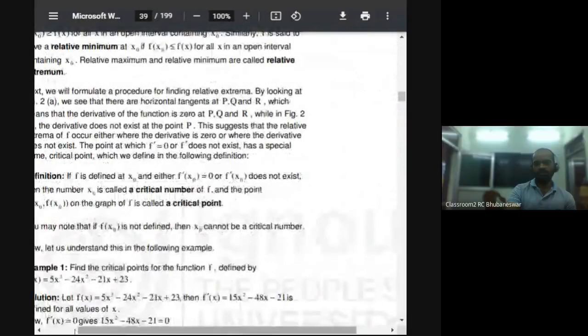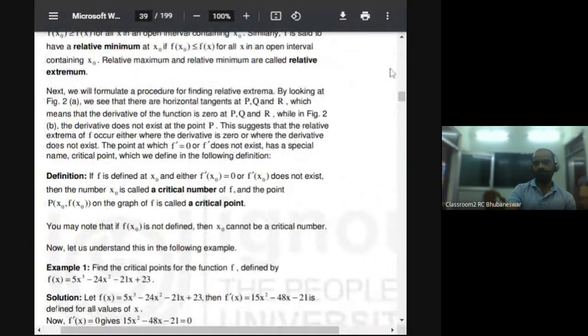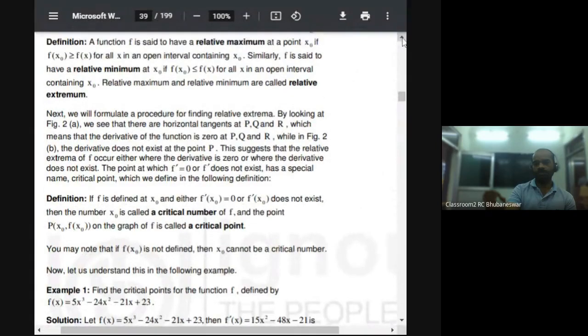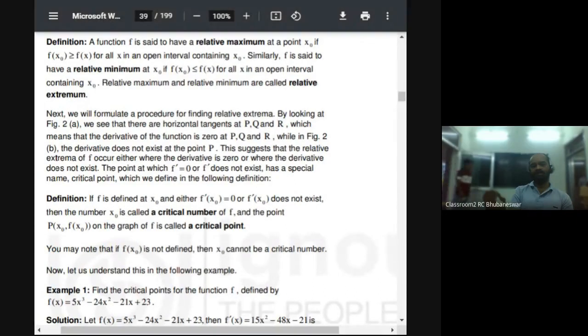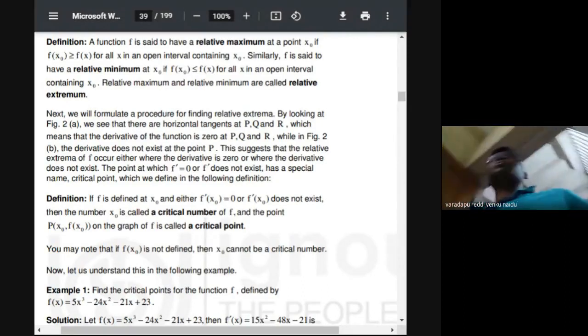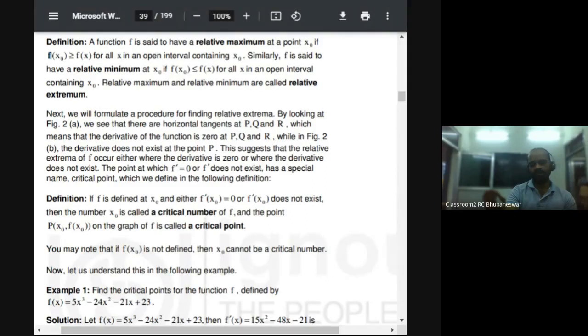So look at some definitions of maxima and relative maximum. Here the definition is: a function f is said to have a relative maximum at a point x0. Look at the expression here.